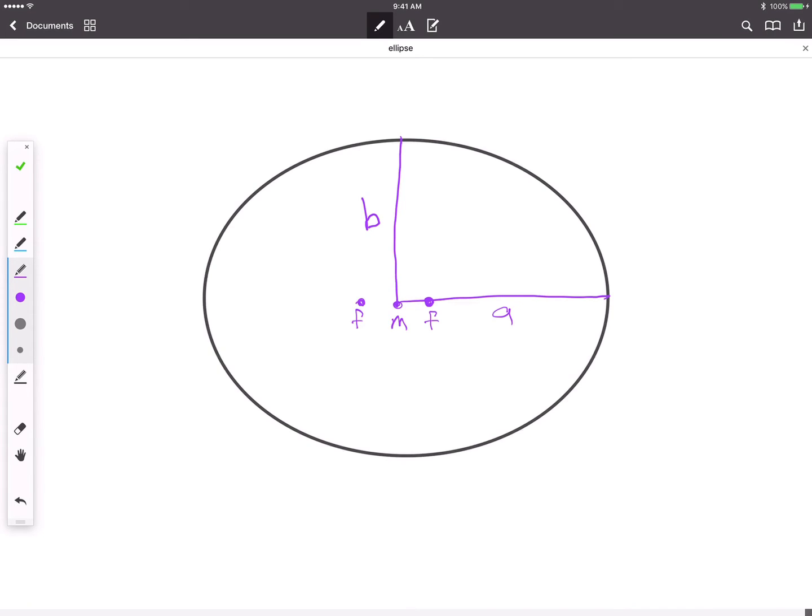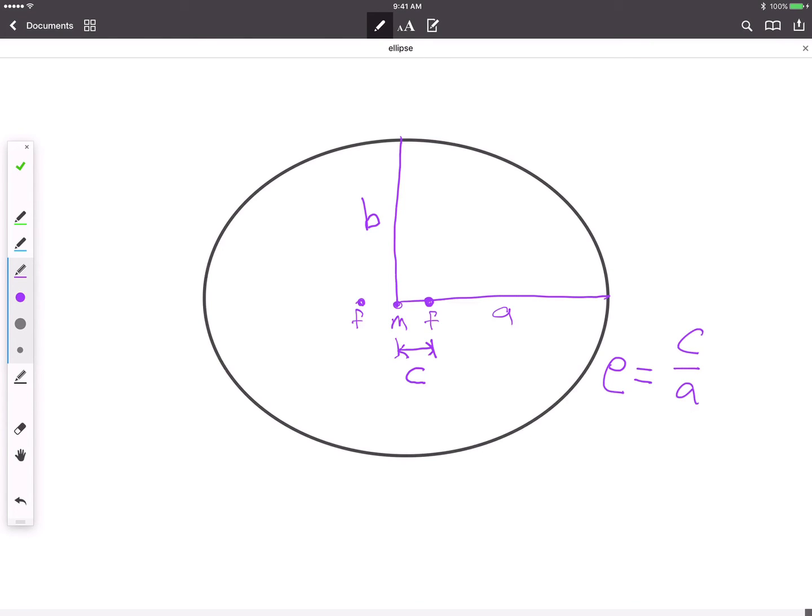The midpoint of the semi-major axis and the semi-minor axis is at the same point. I'm going to call it M. And the distance between one of the foci and the midpoint is designated with the letter C. I think this is the last new letter I'm going to introduce, so bear with me. The definition of eccentricity of an ellipse is given by C over A.